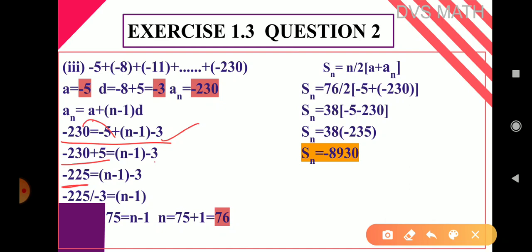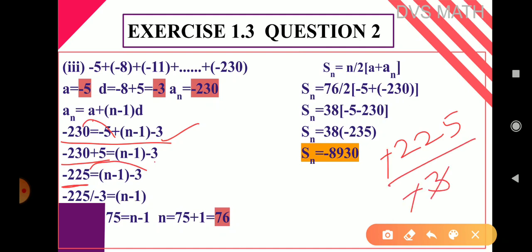Now we have to take minus 3 to the LHS, it becomes division. So it is like this, 225 by minus 3, minus minus cancel. Observe here, 3 7s are 21. So 1 remains. So it became 15. 3 5s are 15. So our answer is 75. Now 75 is equal to n minus 1. If we take minus 1 to the LHS, it becomes plus 1. So 75 plus 1, we got 76. That means here we have to take n as 76, sum of 76 terms.